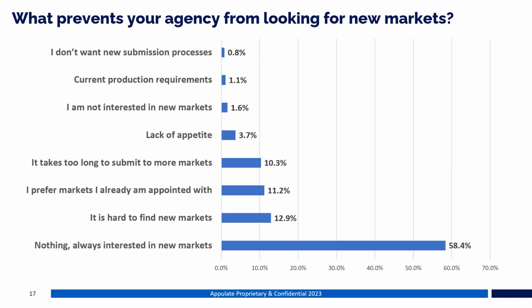So with all of that being said, agents say that they're looking for markets. This is a new question that we asked this year. If I'd asked this in years prior, I would assume we'd see some kind of trend here, but 58% of agents say that they're always interested in new markets and nothing is preventing them from looking for new markets. But the two things that really stood out at 10.3% and 12.9% are that it takes too long to submit to more markets and it's hard to find new markets. If you can solve those two problems, you're adding well over 20% of an audience to whoever you're trying to hit, right?